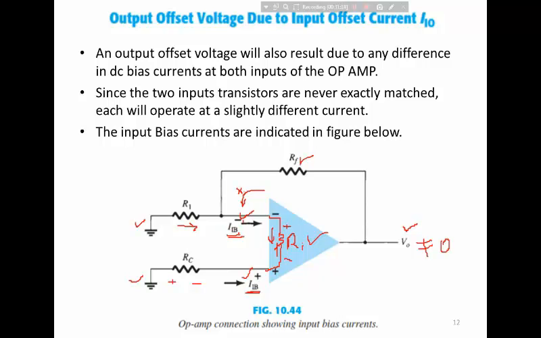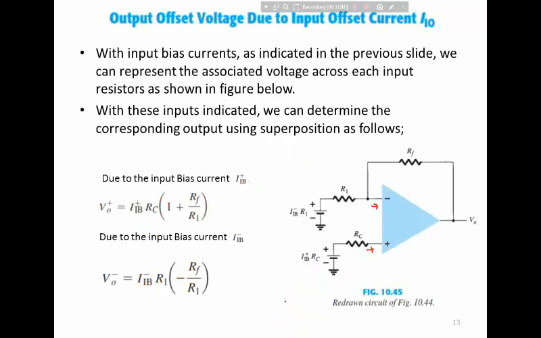So the majority of this current is contributed by this path, and the voltage across this resistance will be with this polarity, and it will be equal to I bias negative into R1. This voltage drop will be equal to I input bias positive into RC. So I bias positive into RC is the voltage across this, and this voltage across this will be in this case.